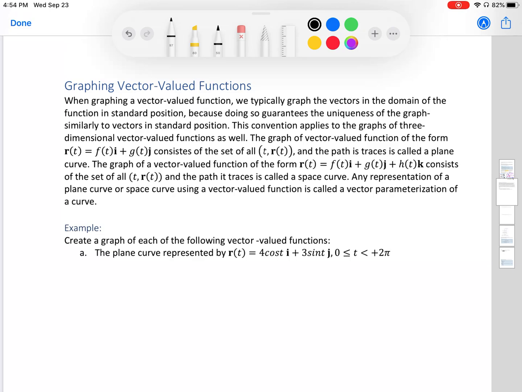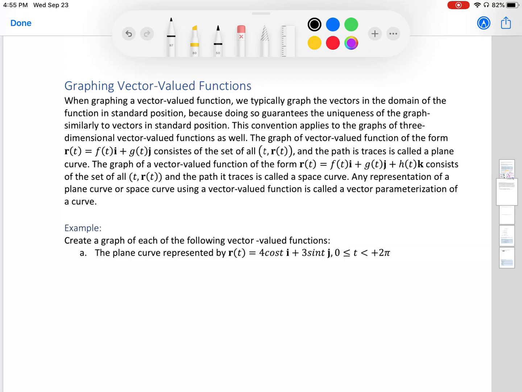So let's go ahead and do an example. It's not so bad. I think it sounds way more intimidating than what it is. All right, so we're going to go ahead and graph these three examples. We have A, B, and C. We'll do A together. I think you can do B after we do A. C is three-dimensional, so we'll do that one together.